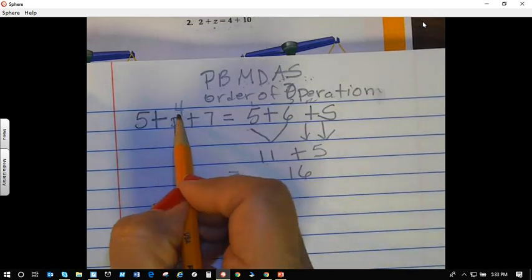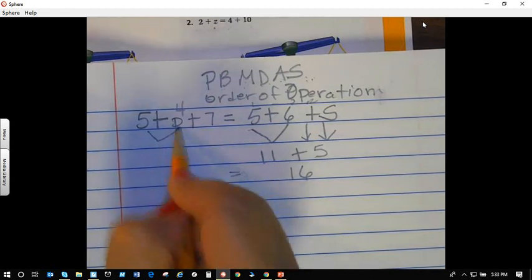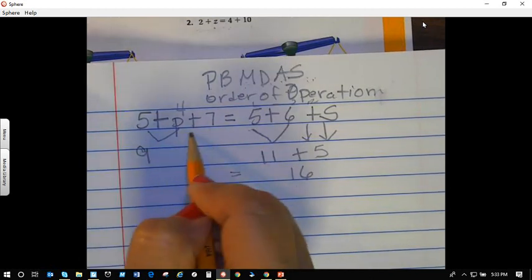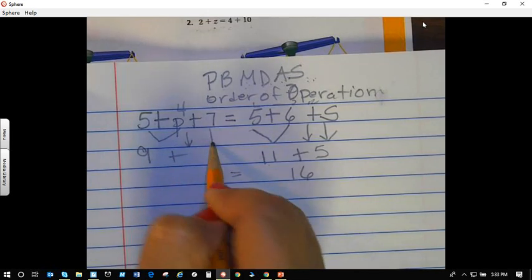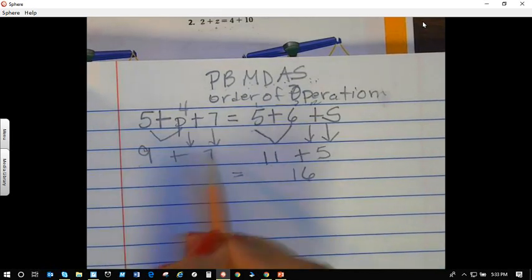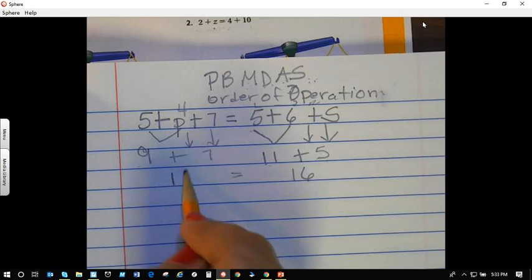So P will equal 4. So 5 plus 4 is 9. Bring down my addition. Bring down my 7. 9 plus 7 equals 16. Well, that worked out perfectly.